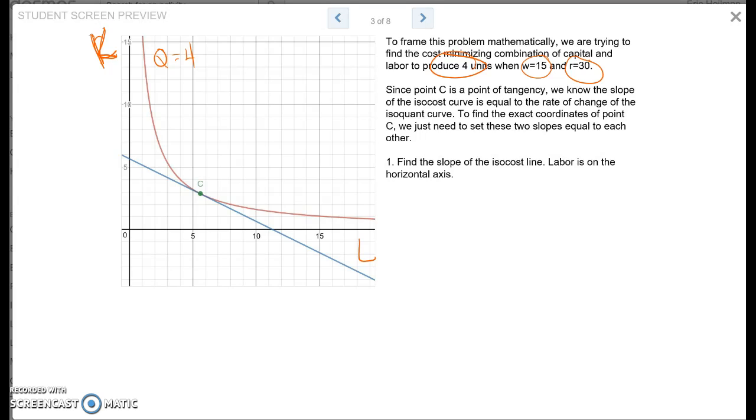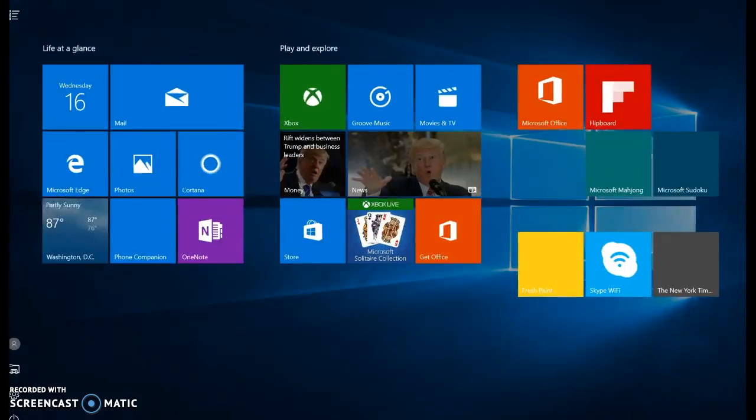So remember, the slope of isoquant or isocost curves. That's the linear function here, the blue line.